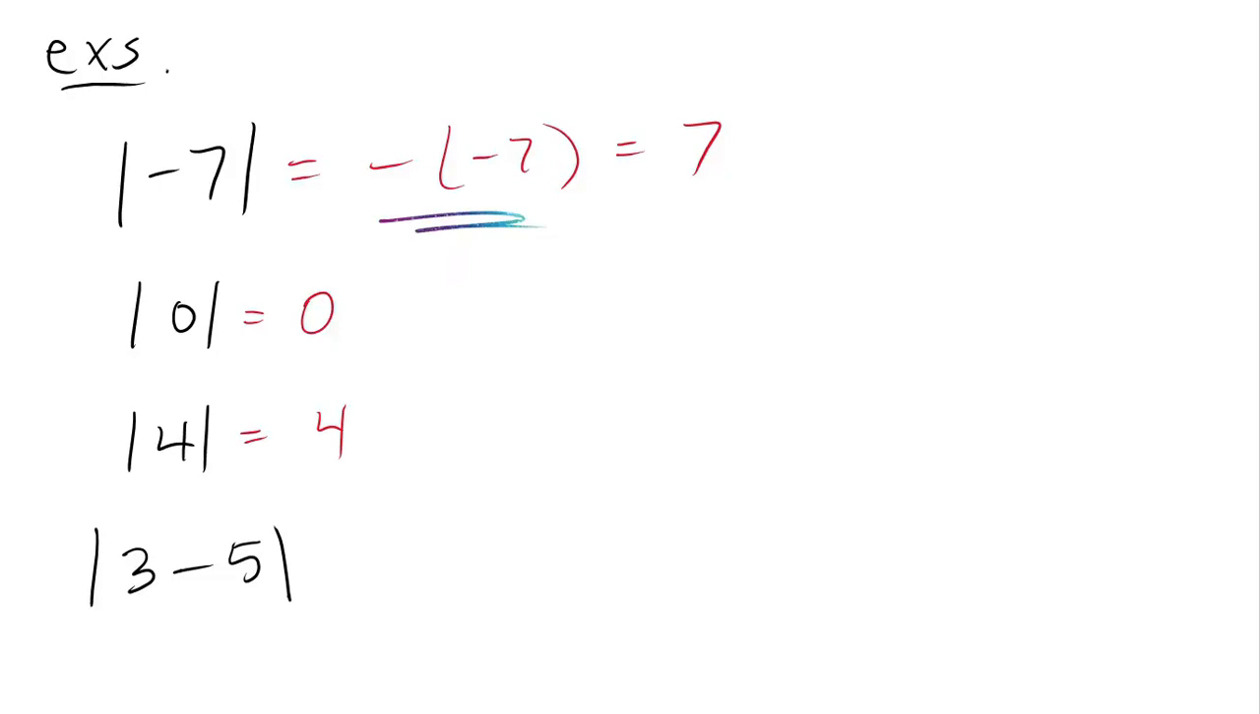And I put in this last one just to remind you of an order of operations issue. To find the absolute value of 3 minus 5, if you're going to follow the order of operations, you would start by doing the subtracting.